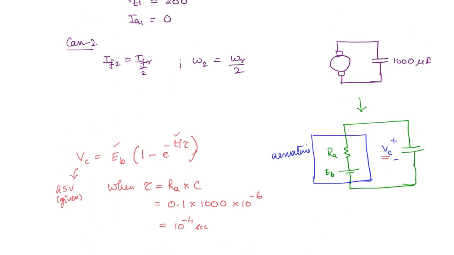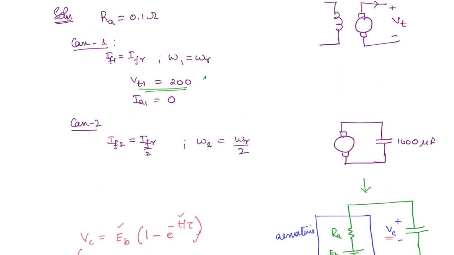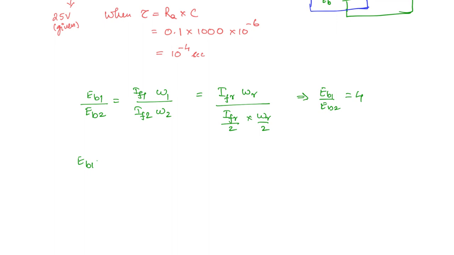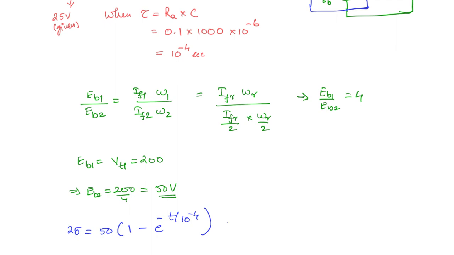Since in case 1 open circuit voltage is given, open circuit voltage will be nothing but the back EMF. So EB1 will be equal to VT1, which is equal to 200 volt. So from here EB2 will be 200 by 4, which is 50 volt. So now you can use your capacitor voltage expression and you can easily find out. 25 will be equal to 50 times 1 minus e to the power minus t by 10 to the power minus 4. If you solve for time, then you're going to get 0.693 into 10 to the power minus 4 second, or in terms of microseconds, you can write 69.3 microseconds.